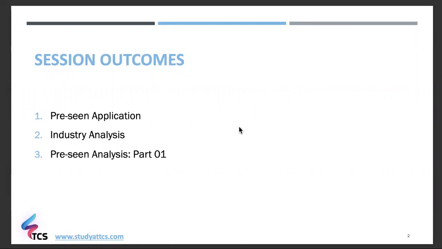So as a finance manager, you need to have a good understanding about what happens within the company, as well as what happens within the industry. So whenever you are developing your answers, you need to bring in information from the pre-seen. I'll tell you how to do it in a way that it adds value to your answer.